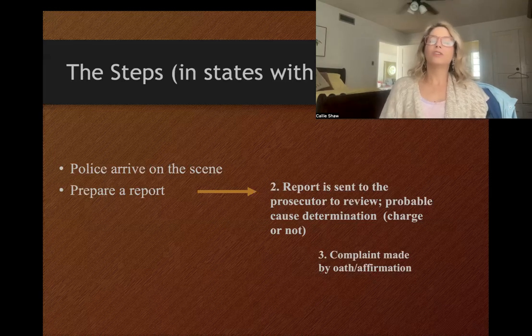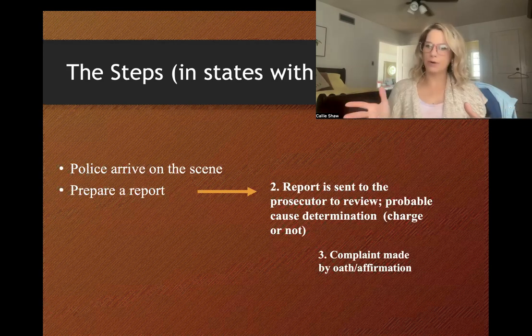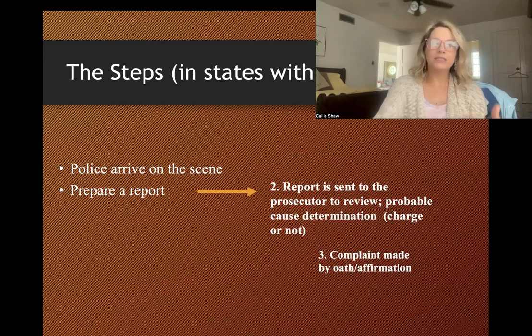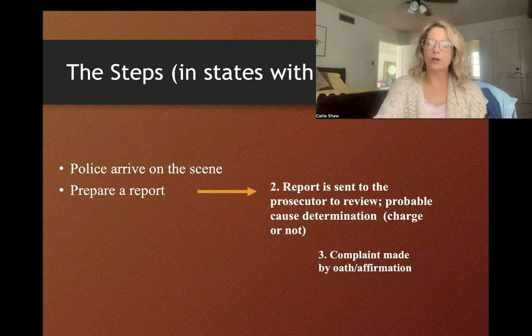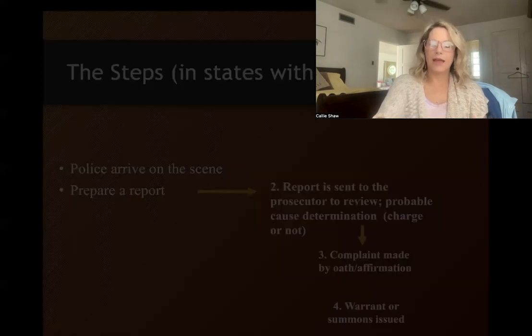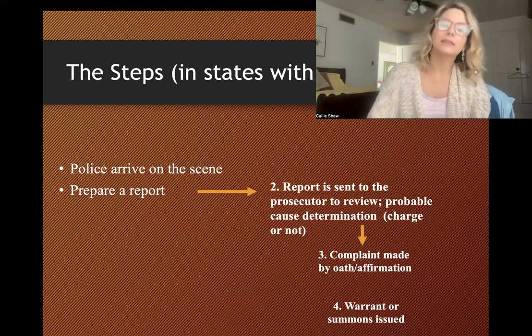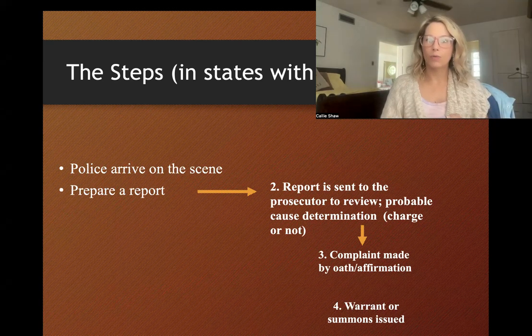All right. So the prosecutor ultimately determines whether or not to bring charges. And if they decide that probable cause is present, they'll institute what's called a complaint. They'll make a complaint. Now, that complaint, and I have an example in our module, look it over. That complaint has an affidavit with it.